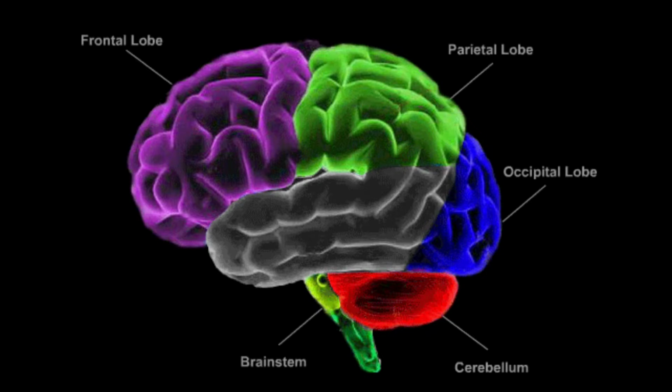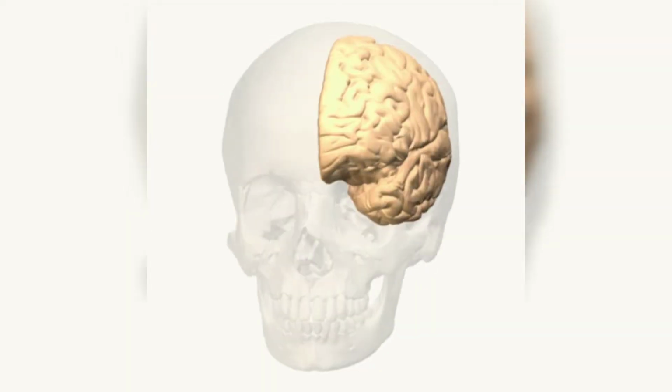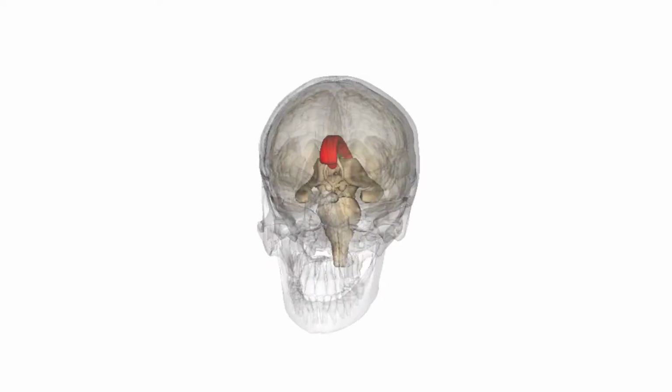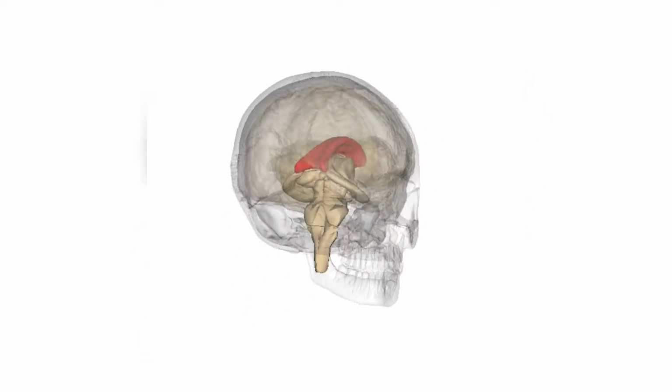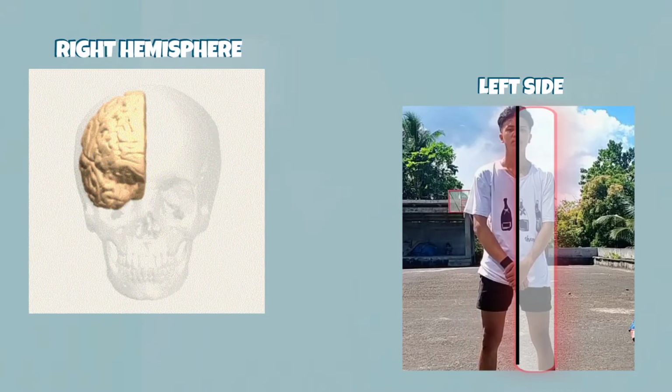and its different functions. Our brain is divided into two halves, the right half and the left half. Both these halves are connected to each other by a bundle of nerve fibers called the corpus callosum. The left hemisphere controls all of the muscles on the right side of our body. However, the right hemisphere controls the left side of our body.